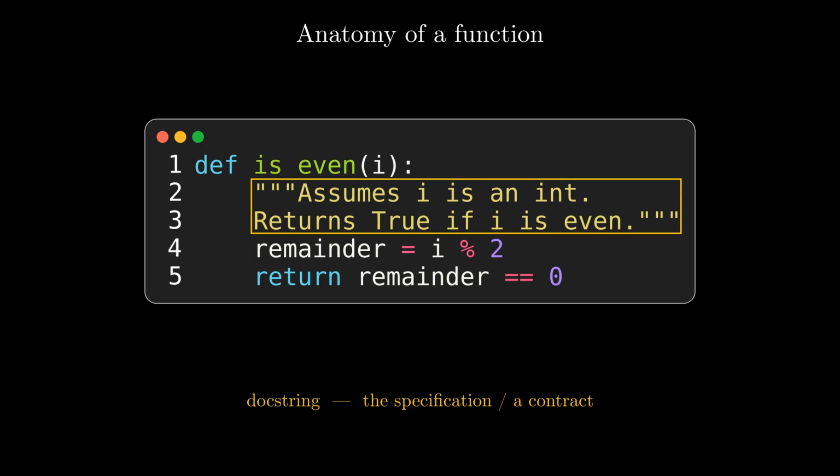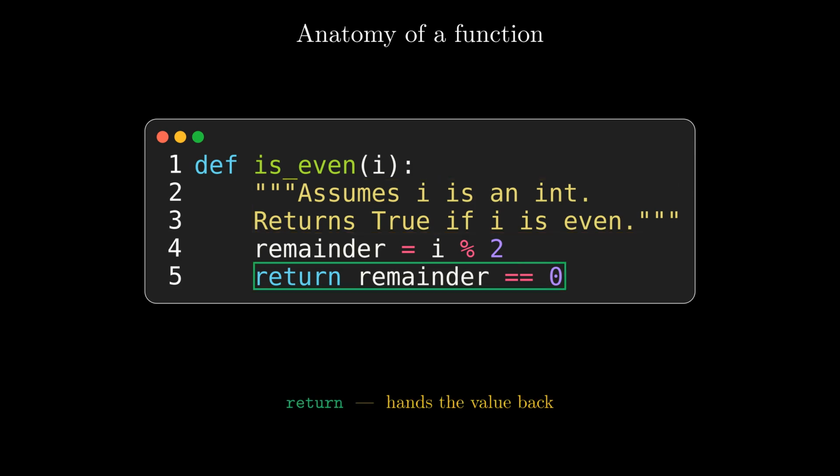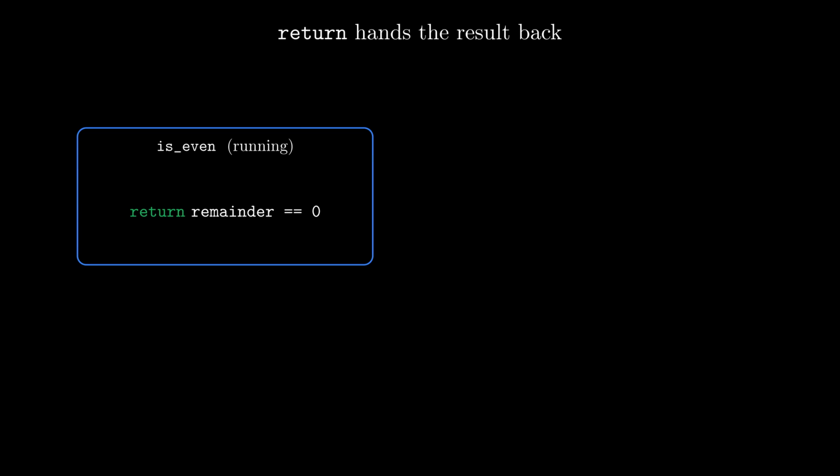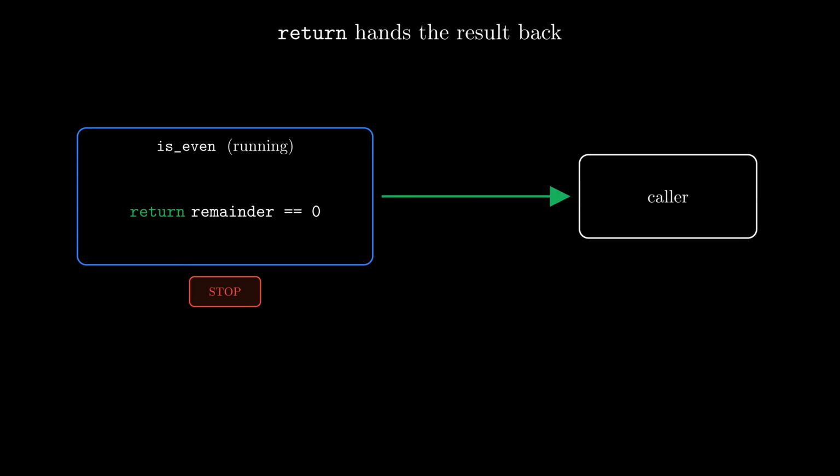Think of the docstring as the specification, a contract between the person who writes the function and the person who uses it. It states what inputs the function takes, what it promises, what it does, and what it returns. Most lines in the body are ordinary lines you have seen before. The special ones start with return. The moment Python hits a return line while running a function, it stops right there, takes the value sitting next to return, and passes it back to whoever called the function.